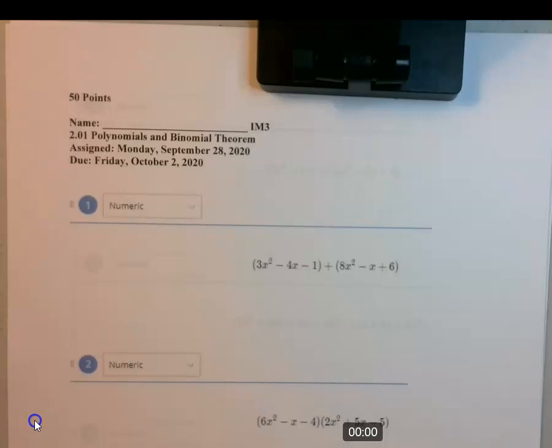Integrated Math 3, this is assignment 2.01. It's the first assignment of Unit 2, which deals with polynomials. Let's talk a little bit about what a polynomial is. A polynomial is anything that has even one term, even though poly means many.